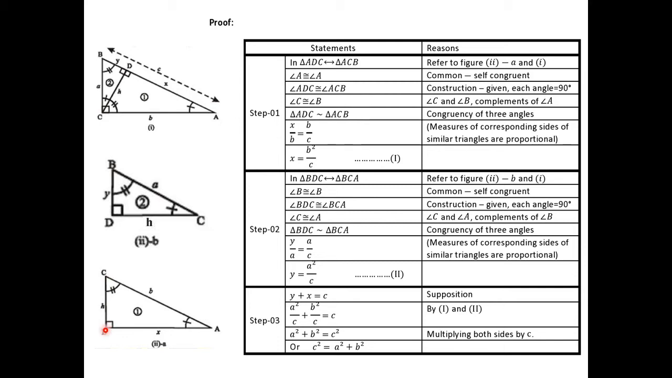So you can see both angles, angle D and angle C, in both these triangles are 90 degrees. These are right angles, so they will be congruent. Third one, angle C is congruent to angle B. This is angle C and this is angle B.